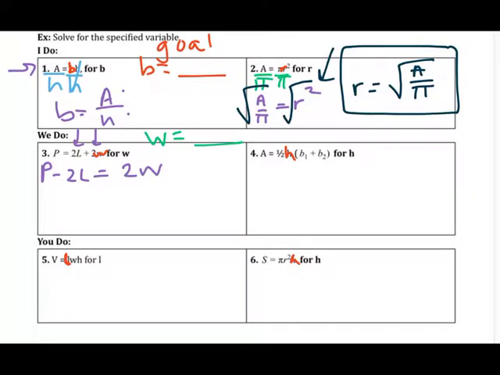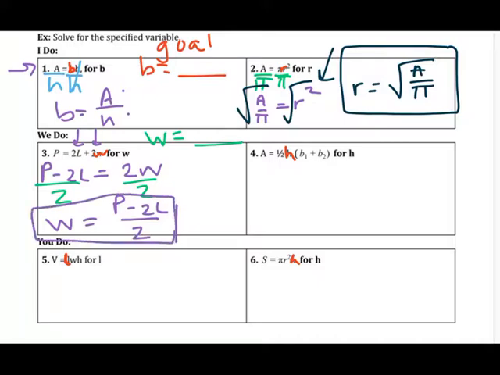Now I need to get rid of the 2. 2 and w are multiplying, so to get rid of that 2, I'm going to divide. So w is equal to p minus 2L over 2. And that's going to be your final answer there.